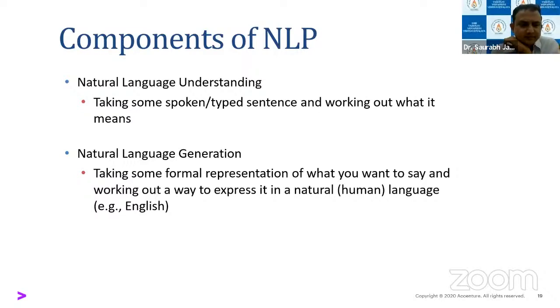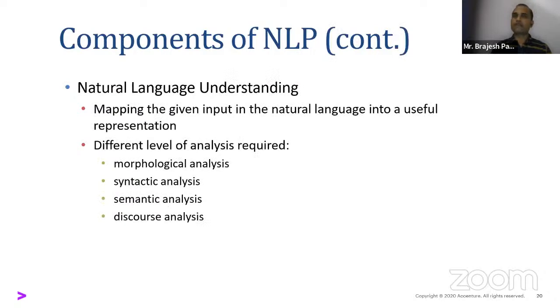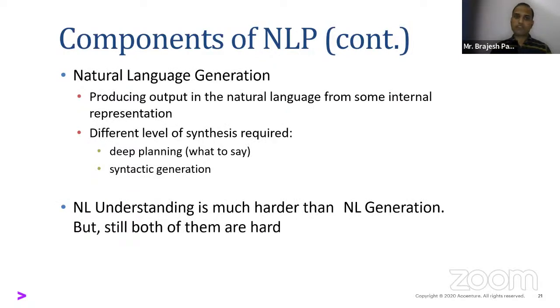Okay, sure. So the components of NLP. In natural language understanding and natural language generation, we have different levels of analysis: morphological analysis, syntactic analysis, semantic analysis, and discourse analysis. These are the techniques we use as part of natural language understanding. Natural language generation is producing output in a natural language format from some internal representation, and different levels of synthesis are required. So deep learning and syntactic generation come under natural language generation. Natural language understanding is much harder than natural language generation. From the implementation perspective, there is no difference.